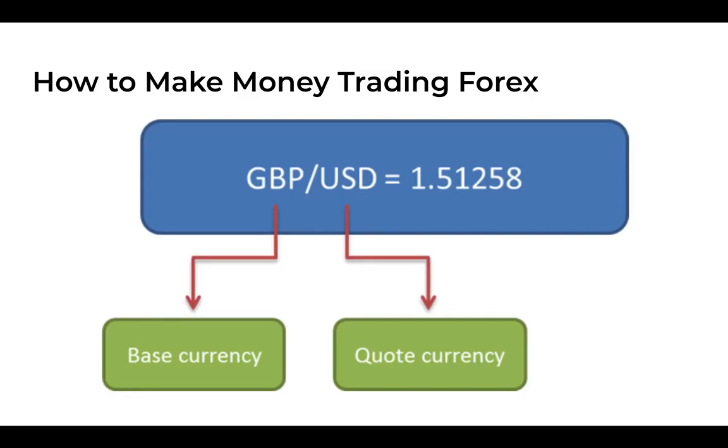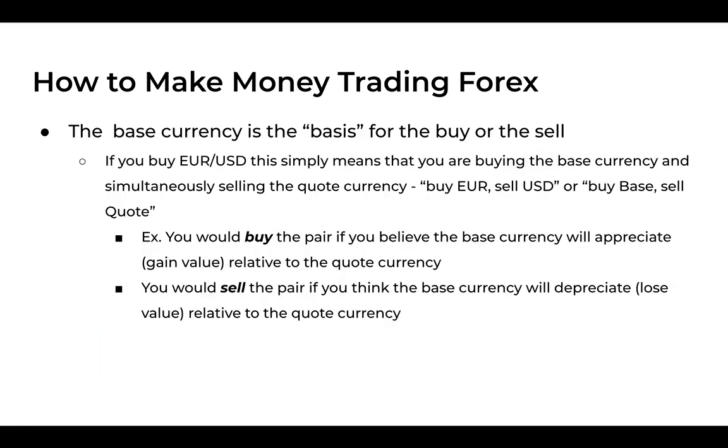So again, going back to that example, if you think the pound is going to go up in value against the dollar, so the price right now is $1.51, that's how much you get a pound in US dollars for. If you think it's going to jump up to $1.71, you would want to buy it. If you think it's going to drop to $1.31, you would want to short it.